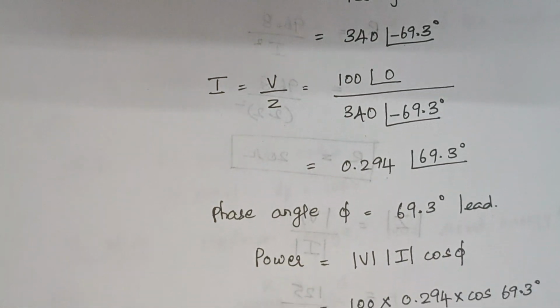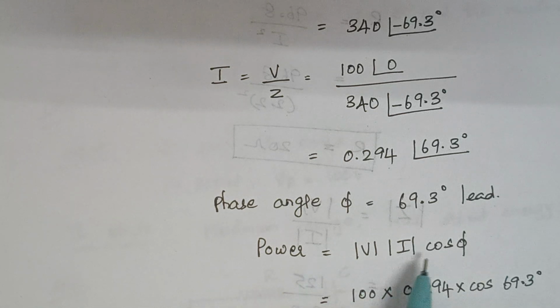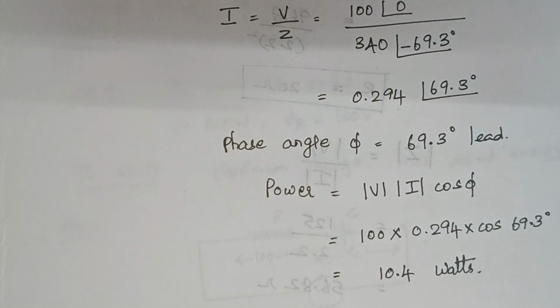And the next thing is power. Power is given by VI cos phi. We know V, we know I, we know the value of phi also. So just substitute it and here we are getting the answer as 10.4 watts. Right. You can use any one method to solve this problem. Either way of solving is correct. Okay, anyway, the final answer remains the same. So just choose which method is comfortable for you.